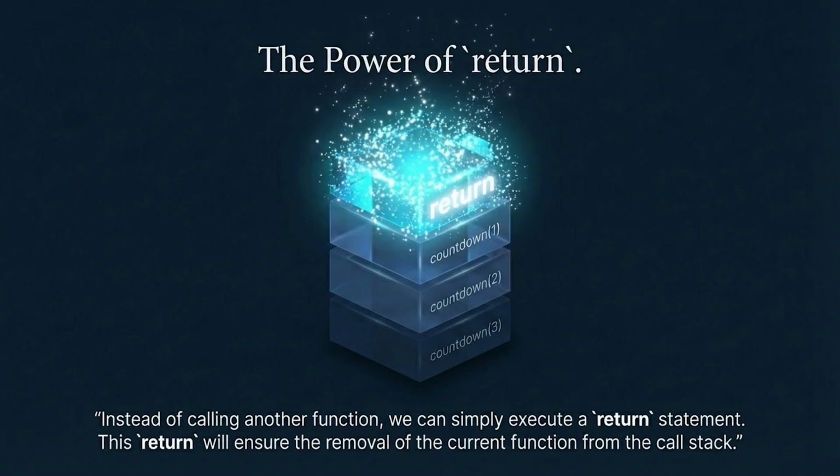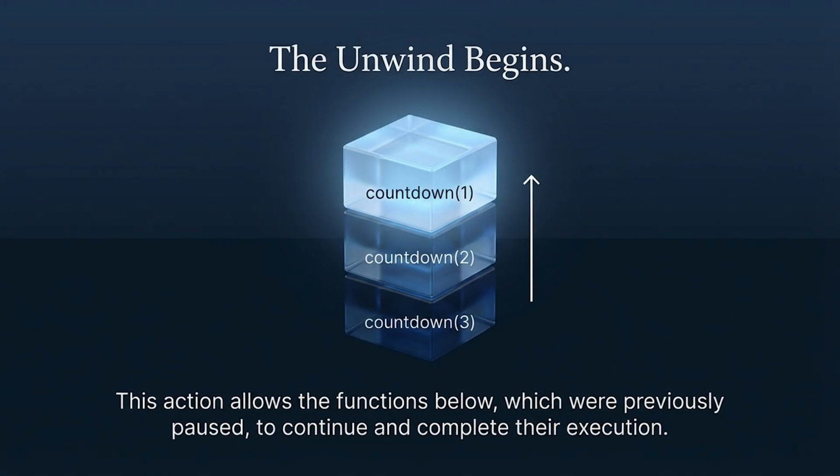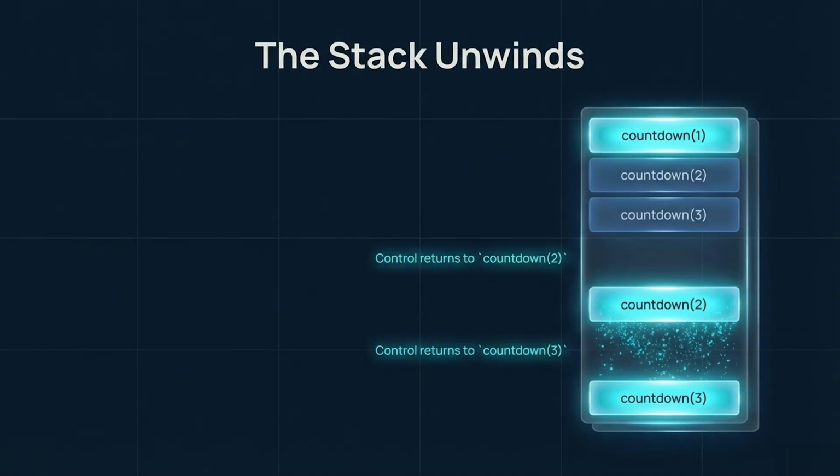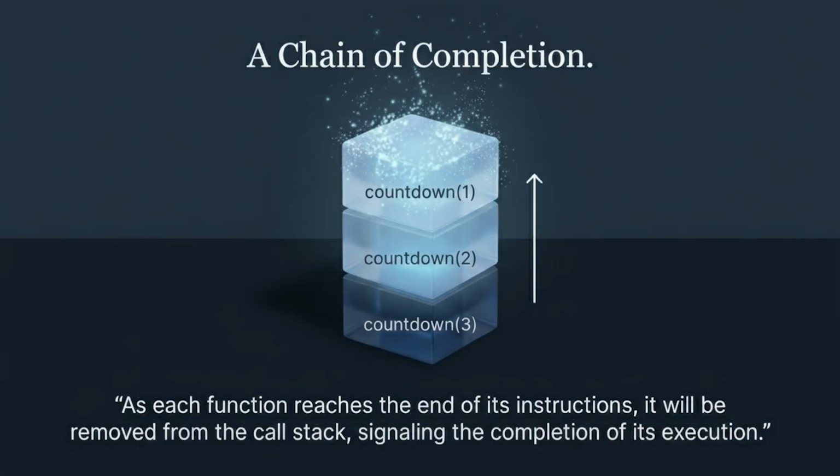Therefore, when the count reaches 0, instead of calling another function, we can simply execute a return statement. This return will ensure the removal of the current function from the call stack. It would lead the paused functions below it on the call stack to reach the end of their instructions, which indicates completion of function execution, and they are also removed from the call stack. This action will allow the function below the current one in the call stack, which was previously paused, to continue and complete its execution. As this function reaches the end of its instructions, it will be removed from the call stack, signaling the completion of its execution.